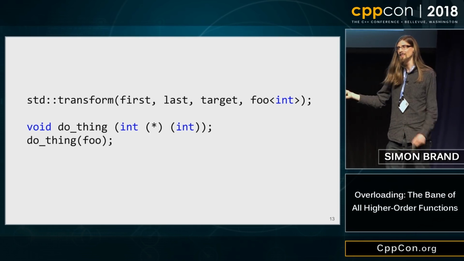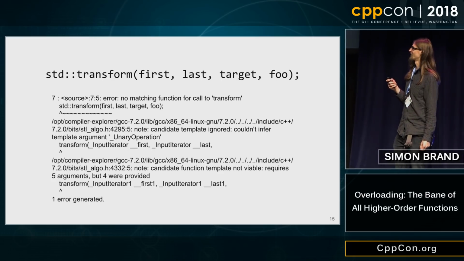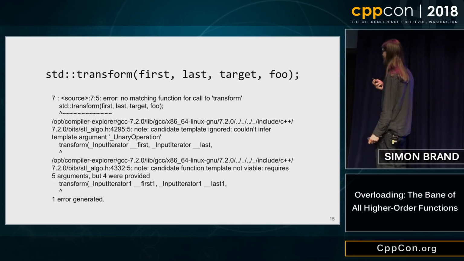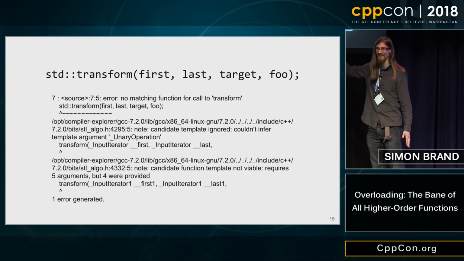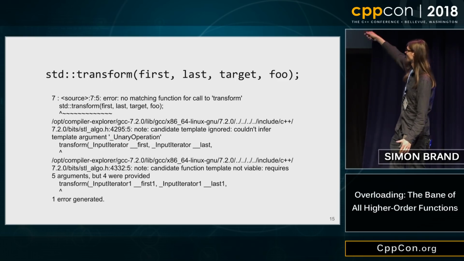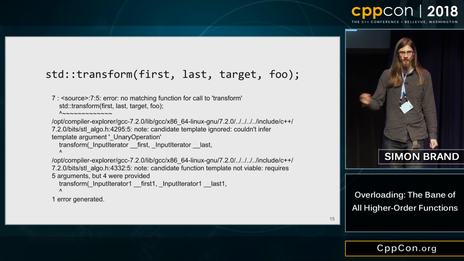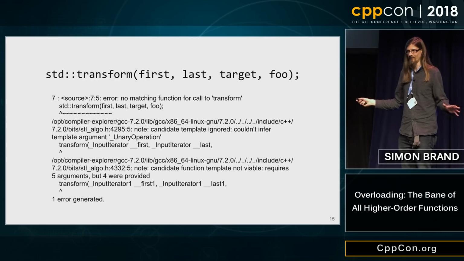In fact, if we try it, we get this very nice, simple error message. Yay. And this is actually a good error message. You maybe can't read it from the back, but essentially it just says that we can't deduce unary operation. You know, you passed a function template, can't do it.